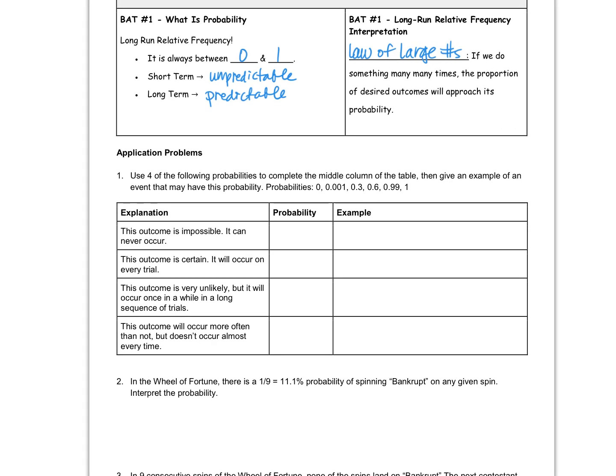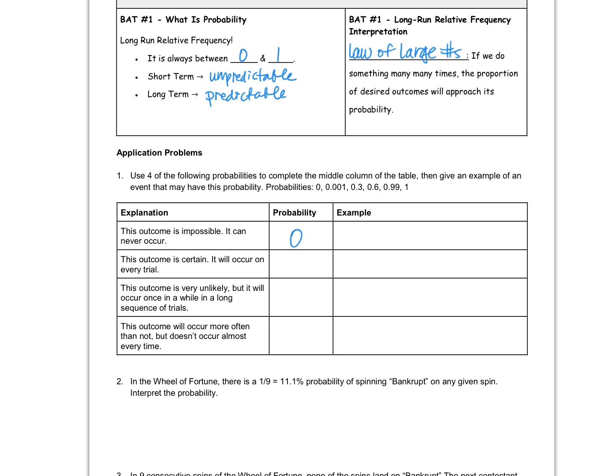This is your introduction. Use the 4 probabilities to complete the middle column of the table. Then give an example of an event that might have this probability. So let's figure out which one of these scenarios has a probability of 0. Outcome is impossible. That can never occur. Give me an example of something that could never occur.